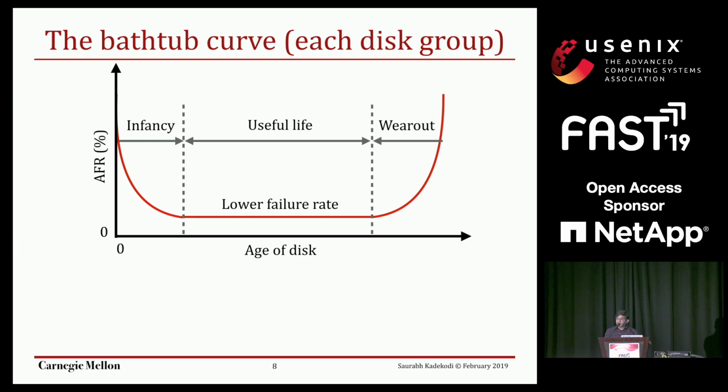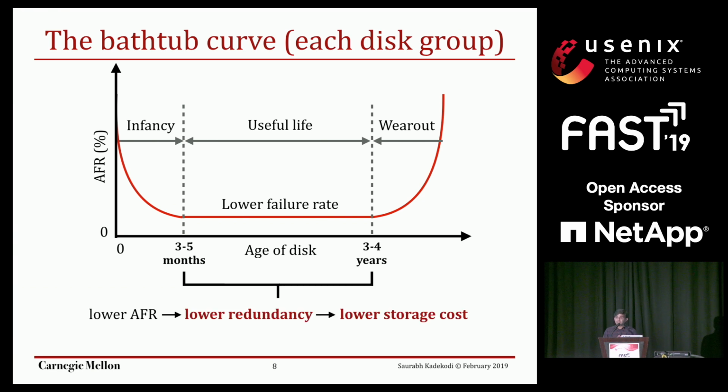For the dataset that we analyzed, the infancy lasts anywhere between 3 to 5 months, and the useful life lasts anywhere between 3 to 4 years. And the key idea is that we identify when useful life begins, and we change the redundancy to have a lower redundancy during useful life because the failure rate is lower, which results in lower storage cost.